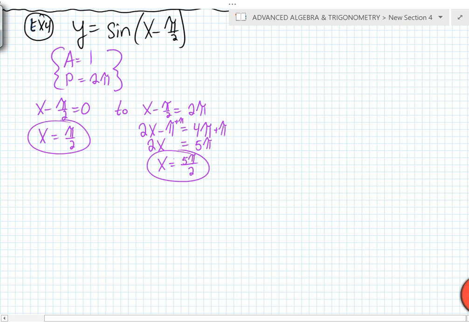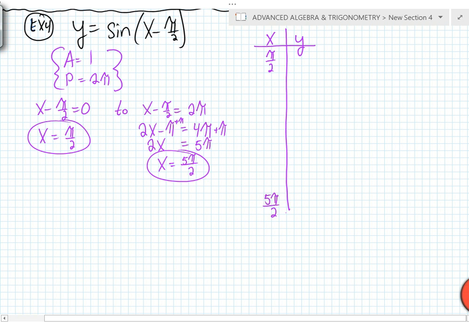So what we've just established is where the function will begin and where the function will end. So we're going to come up with a data table next. This time I'm going to write it off to the right. So we know it will start at pi over 2. We know that it will terminate at 5 pi over 2.